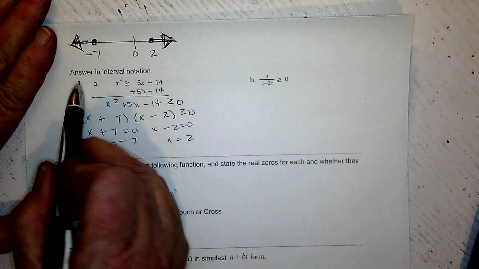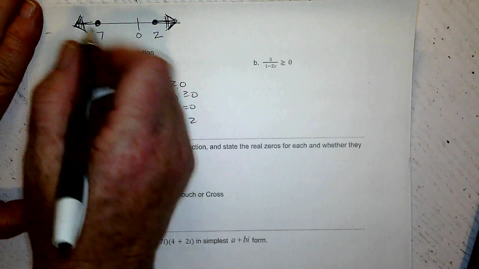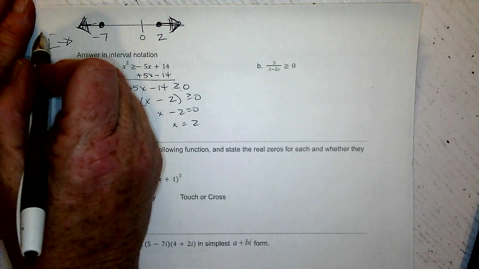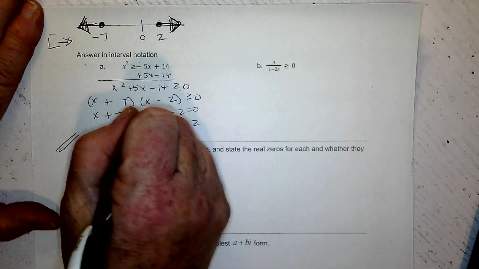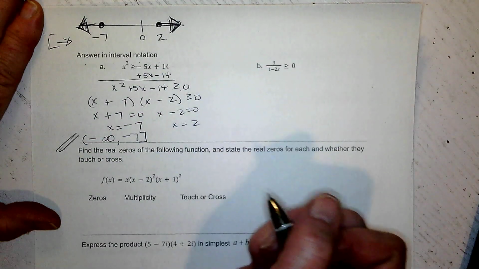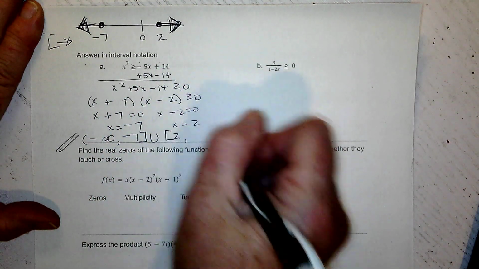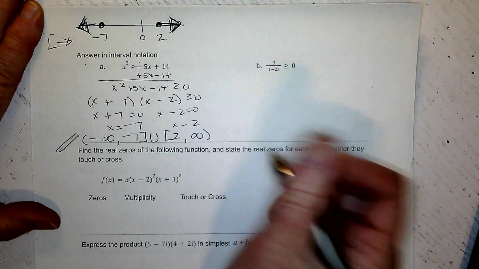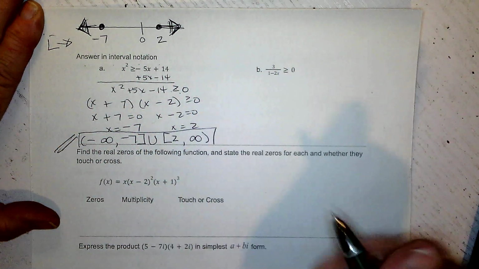Now, it says answer in interval notation. All right. Well, left to right, I'm coming from negative infinity, stopping at negative 7, it is included, and including 2 and heading off to positive infinity, which those get parentheses. So those are my answers.